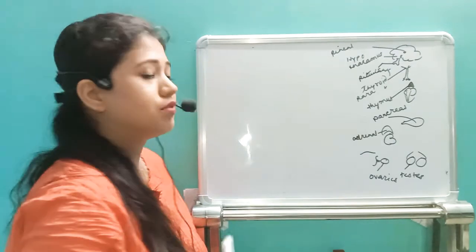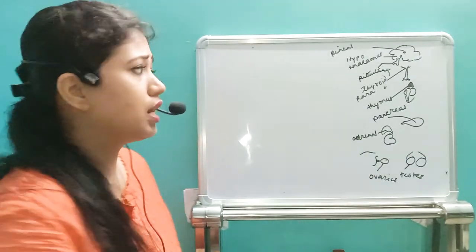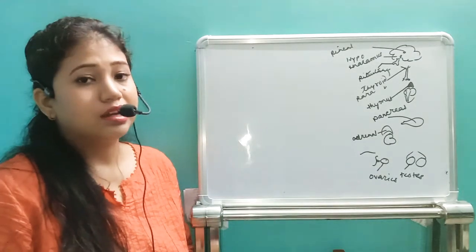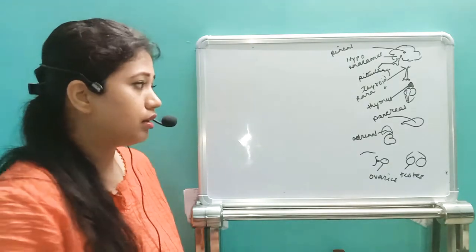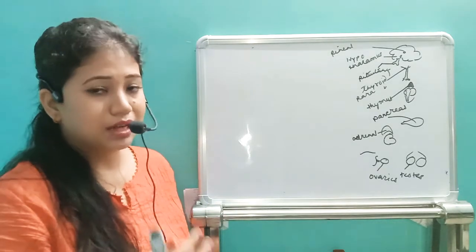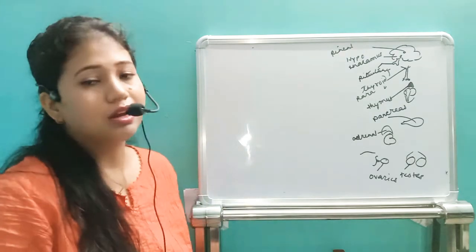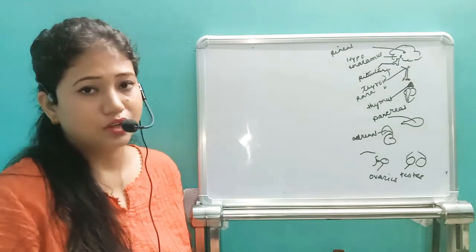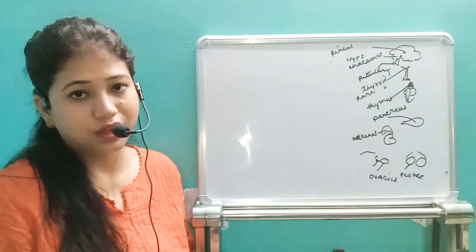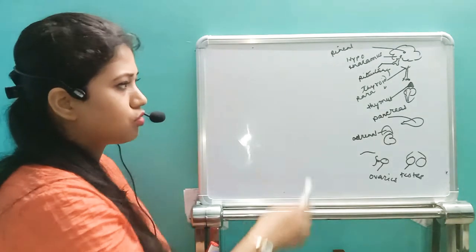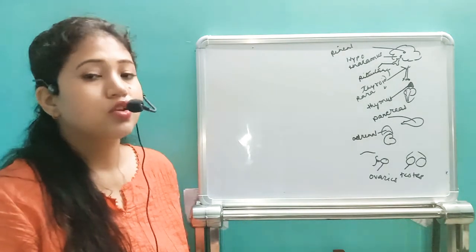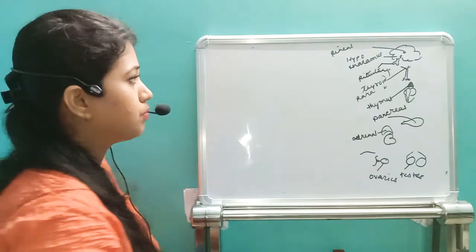Then after that we have the hypothalamus, then pituitary gland, then the thyroid, parathyroid, pineal, then thymus, pancreas, adrenal. Then after that we have the gonads, testis and ovaries. So these are the different endocrine glands we have. One by one, this diagram is already given in your NCERT. So let us start from the pituitary gland.